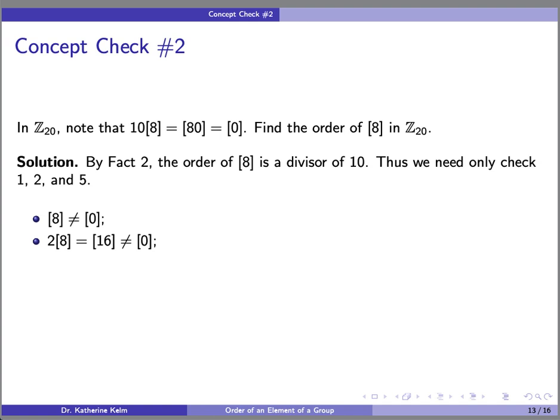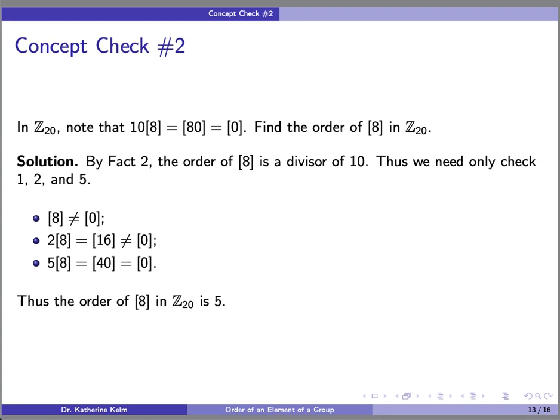2 times the class of 8 is the class of 16, which is not the class of 0. But 5 times the class of 8 is the class of 40, which is the class of 0. Thus, the order of the class of 8 in Z20 is 5. We don't have to check 3 or 4 as possible orders of the class of 8, because 3 and 4 do not divide 10.